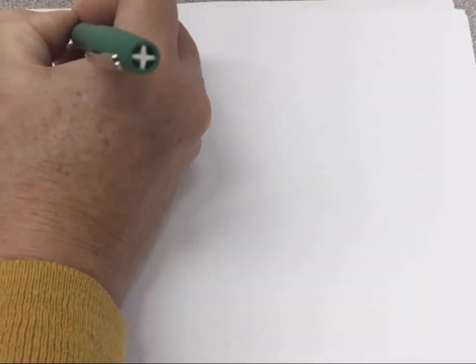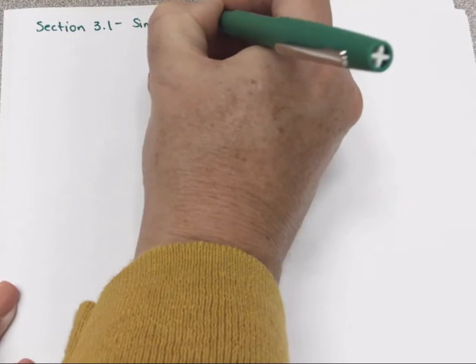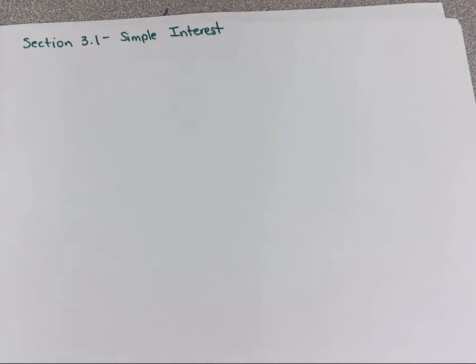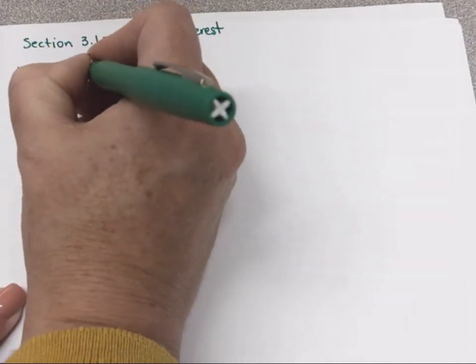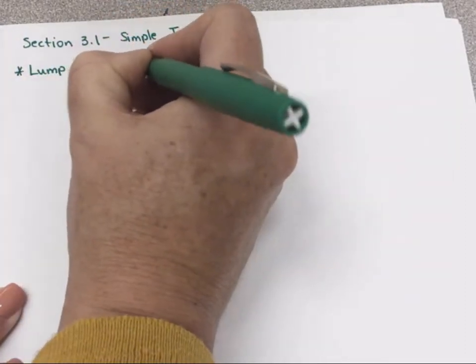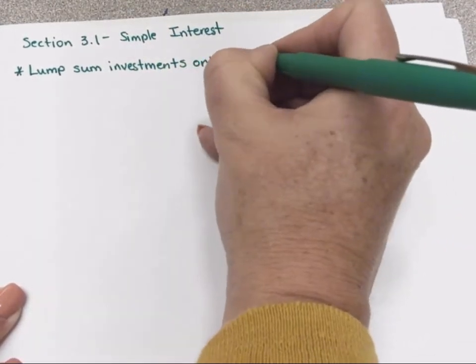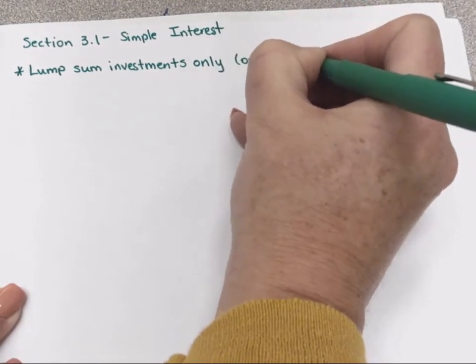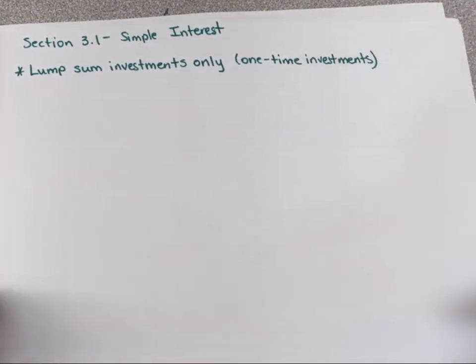Okay, so we're going to talk about the most basic type of interest today, and that is simple interest. We talked about it a little bit when we compared it to compound interest a couple class times ago. Simple interest is for what we call lump sum investments only. You're going to hear that term a lot, but lump sum just means one-time investments. And then we'll talk about kind of what simple interest loans look like also.